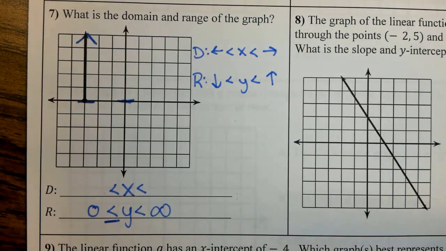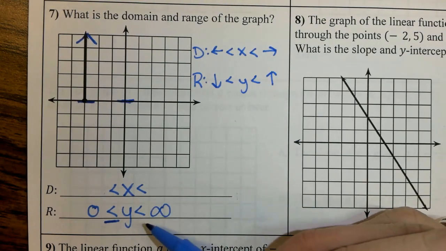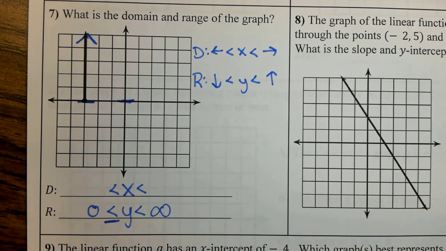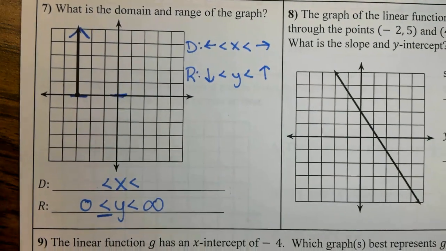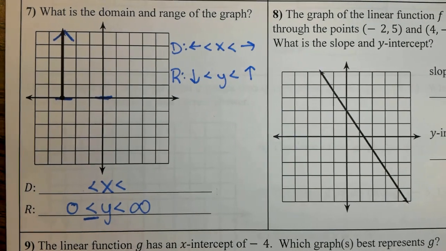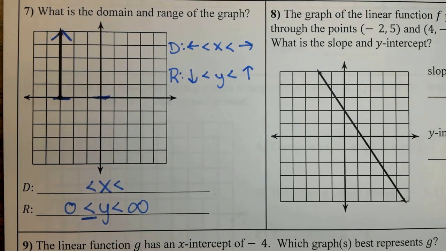And in case I don't think I mentioned this, but in case you forgot, you never underline infinity, because you can never be equal to it. You never actually get there. So infinity is never underlined. And then open circles are not either, which we don't have here.